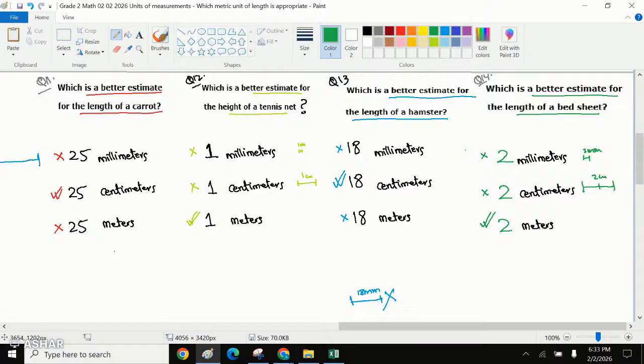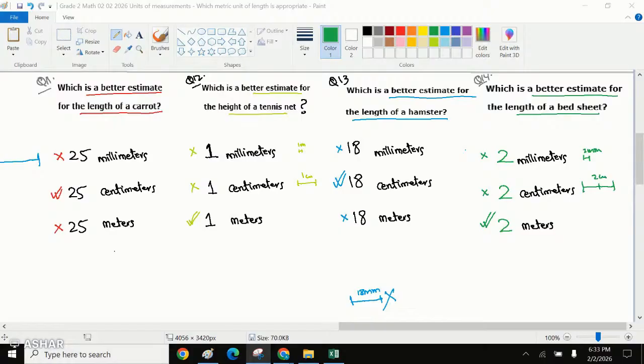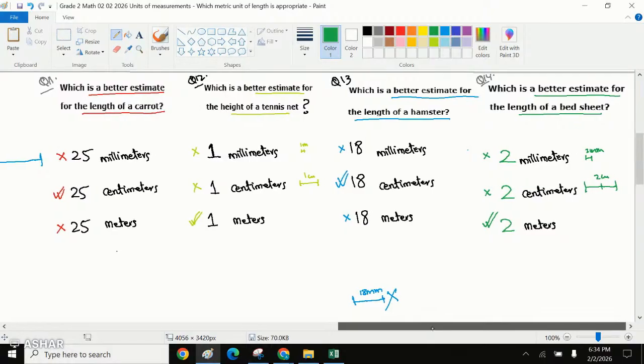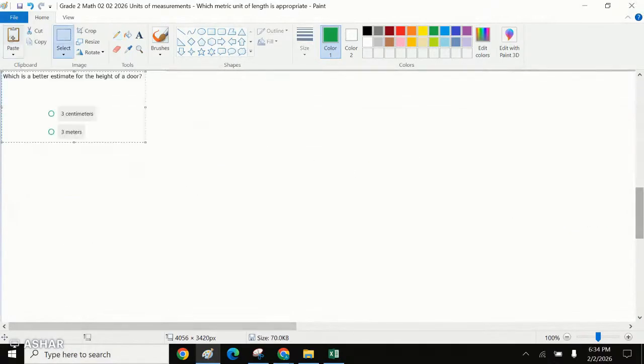Okay. Let's do some questions from the test. We'll do the test together, and the remaining questions you can practice later at your home. For your home practice, let me just copy the first question. Which is the better estimate for the height of the door? There are total 18 questions in this topic. This is question number 1 for the test.